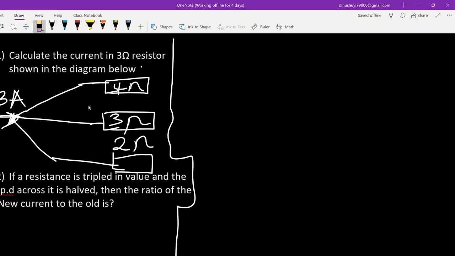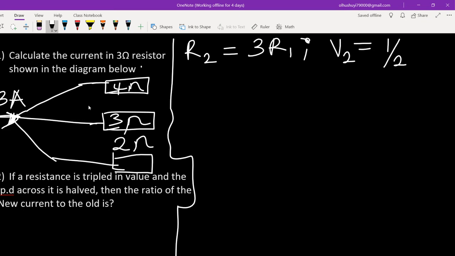Originally the resistance is tripled. R2 is now 3R1. Do you get this? It was R1 before, but R2 now is triple. We have a new resistance, equal to 3 times what we had before. Then the PD across it is halved, so V2 is equal to half V1. And the ratio of the new current to the old is what?